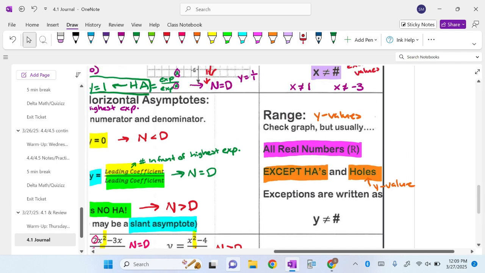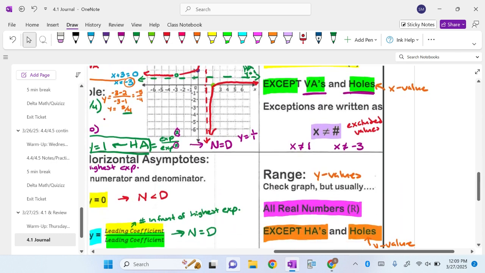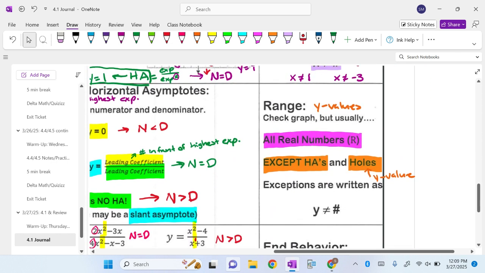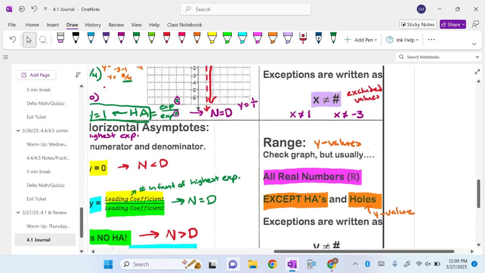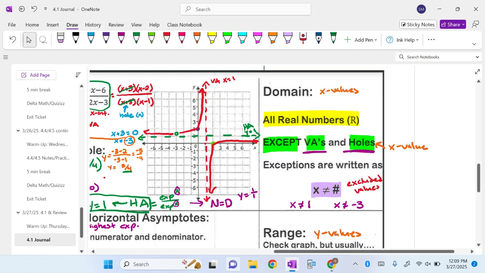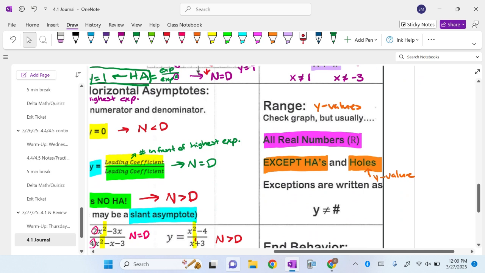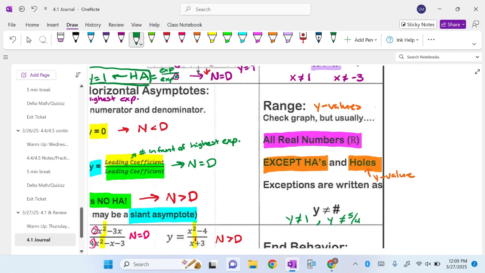So for our current graph, what values can our y not equal? So it can't equal 1, and what's the other value? And it can't equal 5/4. So 5/4 is the y value of my hole. 1 is my horizontal asymptote.